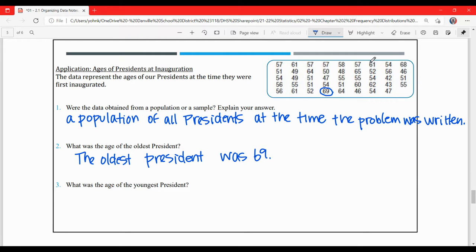Number three, what was the age of the youngest president? All right, so the youngest president is 42. The youngest president was 42.